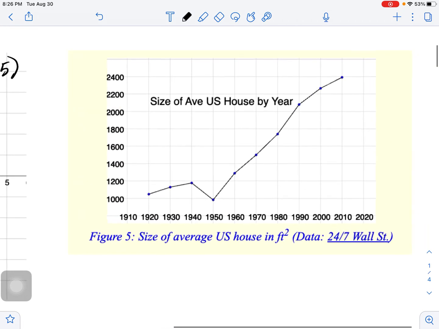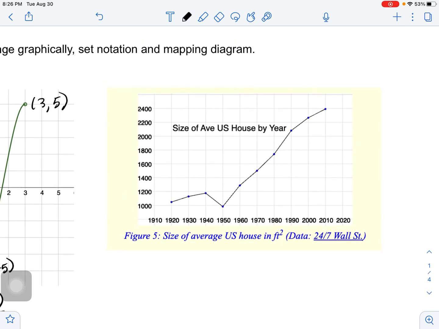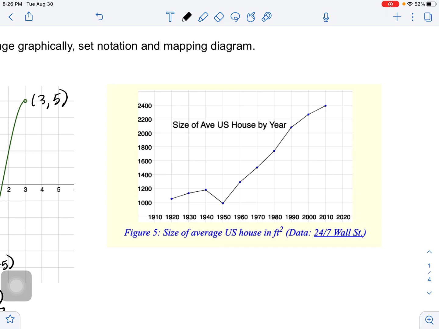If we look at this second graph, this is also a function. For every input, there is exactly one output. This is a type of function that represents, what does it say? The size of the average U.S. houses in feet squared, or squared footage, over a period of time from 1920 to 2010.